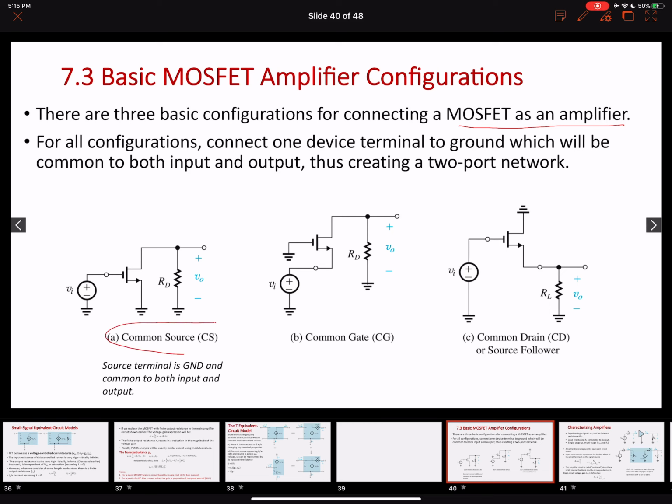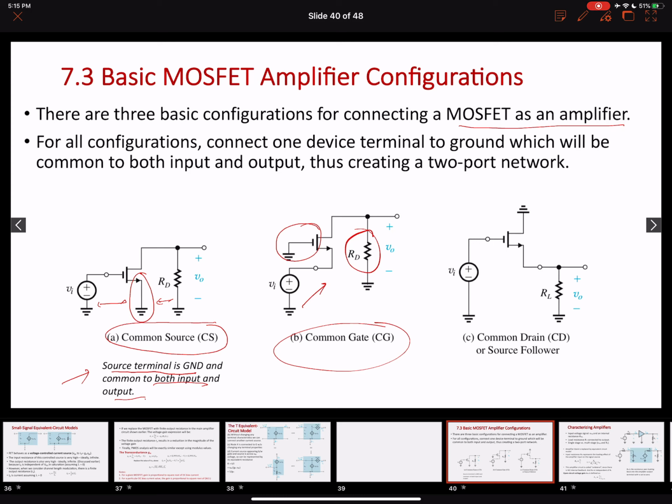Here is a common source. You can see that the source here is grounded, right? And the input is applied between gate and source, and the output is between drain and source. Similarly, you can see over here that the source terminal is grounded and is common to both input and output. Similarly, for a common gate configuration, our gate is now directly grounded. Our input is applied at the source terminal, and we have connected this output resistance to convert the transconductance amplifier to the voltage amplifier at the drain terminal.